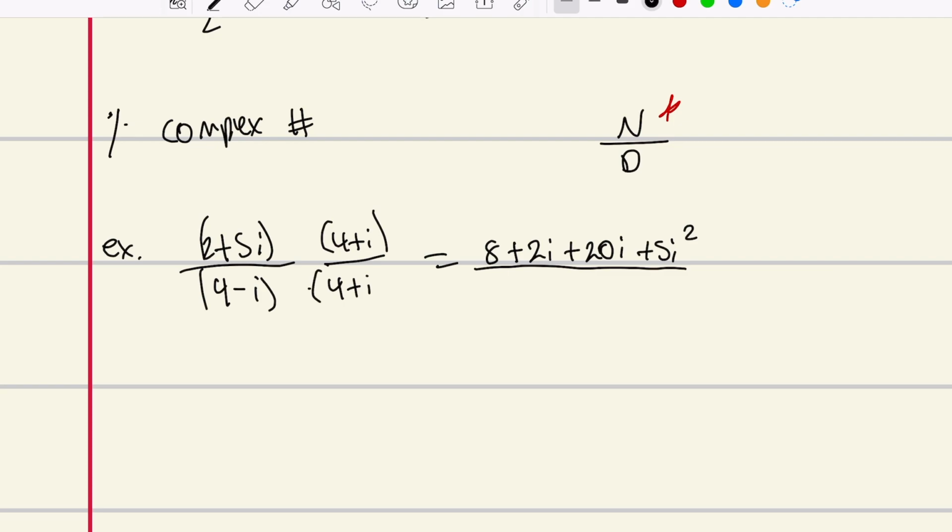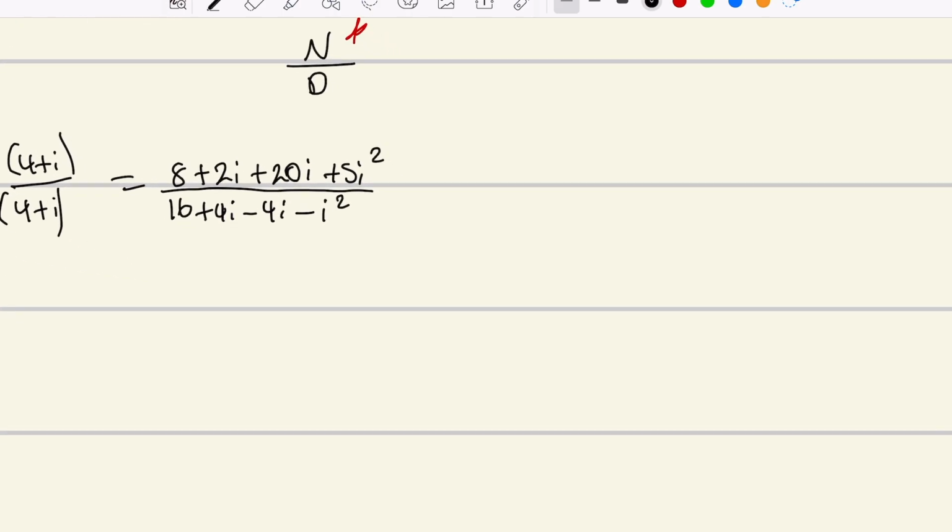4 times 4, 16. 4 times i is plus 4i. Negative i times 4 is negative 4i. And negative i times i, negative i squared. Yes. Okay, so now let's simplify this.